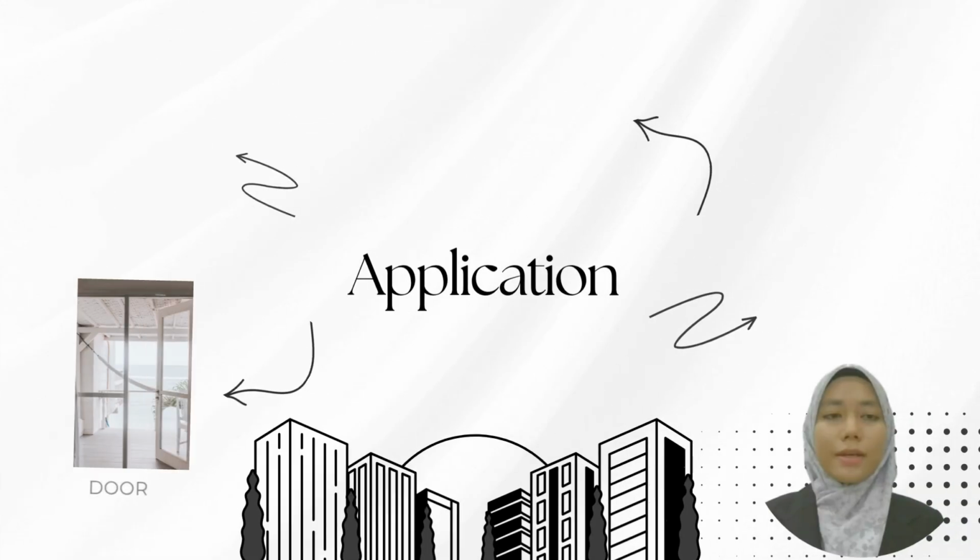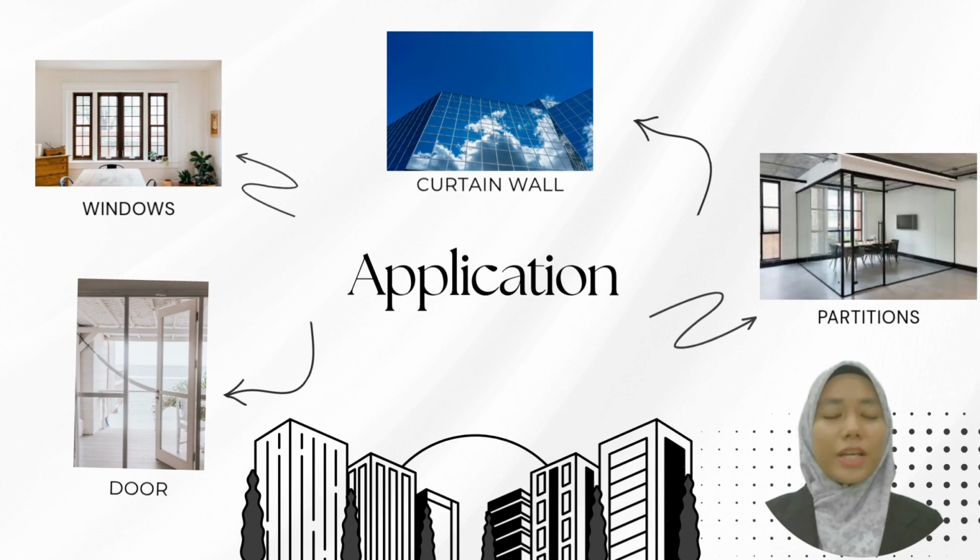Next slide, I will show you guys about applications of glass. So today, I will share some common applications of glass in modern buildings. Glass is not only transparent, but also strong, stylish, and very useful in construction. First, we have windows. Glass is widely used for windows. It allows sunlight to enter and gives us a view outside.